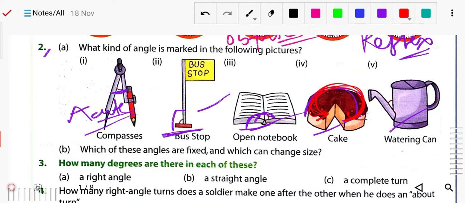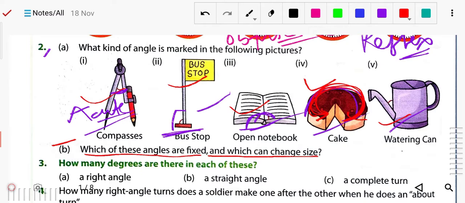Got it? Next you can see number B: which of these angles are fixed and which can change. It means which angle is fixed and which angle is changed. Number 2, the 90 degree angle, and number 5, these two angles are fixed. Number 1, number 3 and number 4 can be changed.